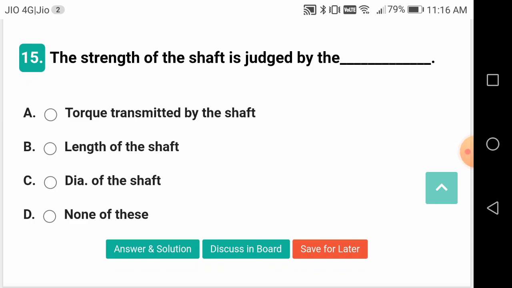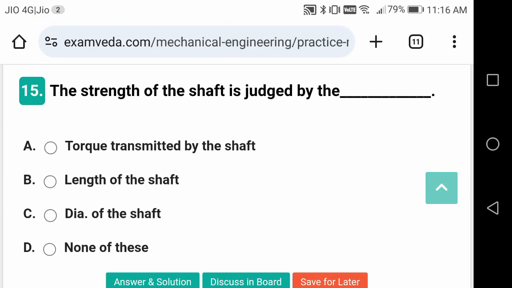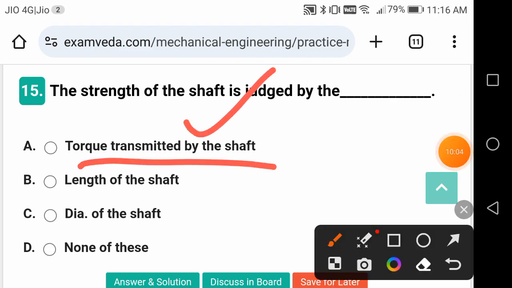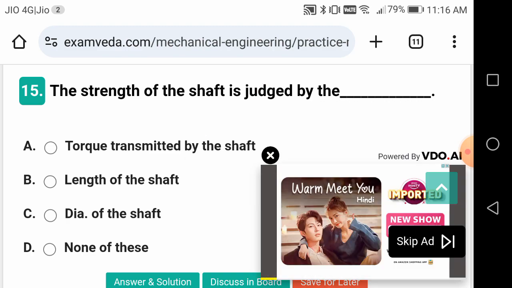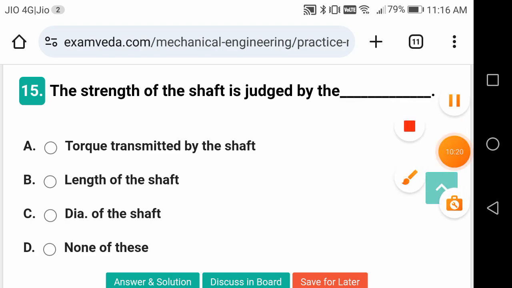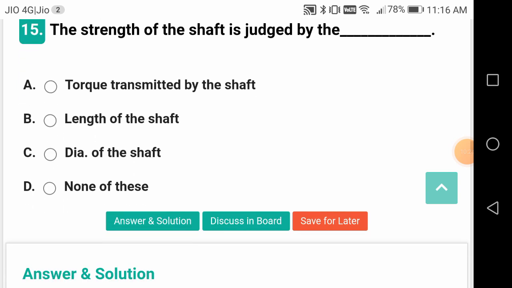The strength of the shaft is judged by, what is this? This is going to be torque transmitted by the shaft. The strength of the shaft is judged by the torque transmitted by the shaft. So the more the torque transmitted by a particular shaft, the more is the strength of that particular shaft. It is neither the length of the shaft, nor the diameter of the shaft, nor none of these. Okay, so this is a very important parameter for the shaft while judging the strength of the shaft.